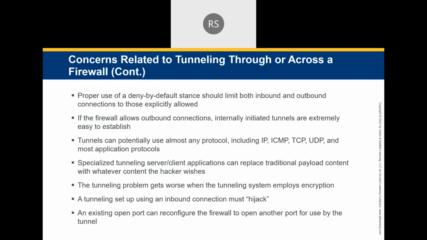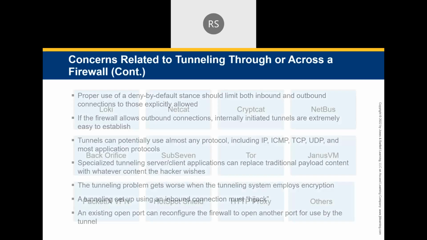There are some encryption complications as well. The tunneling problem gets worse when the tunneling system employs encryption, as it can obscure tunnel traffic from traditional inspection methods. So this complicates the detection and mitigation efforts. Now, tunneling setups using inbound connections may require the hijacking of existing open ports or firewall reconfiguration to open additional ports for the tunnel.